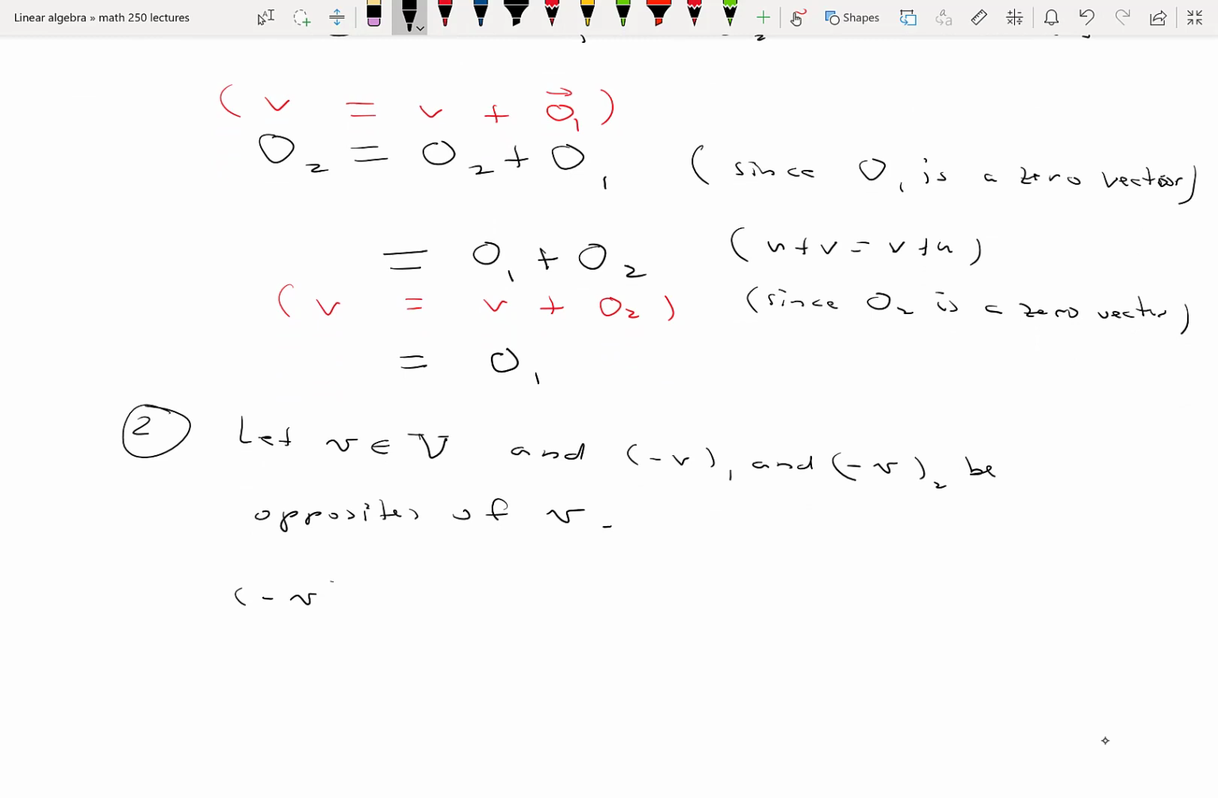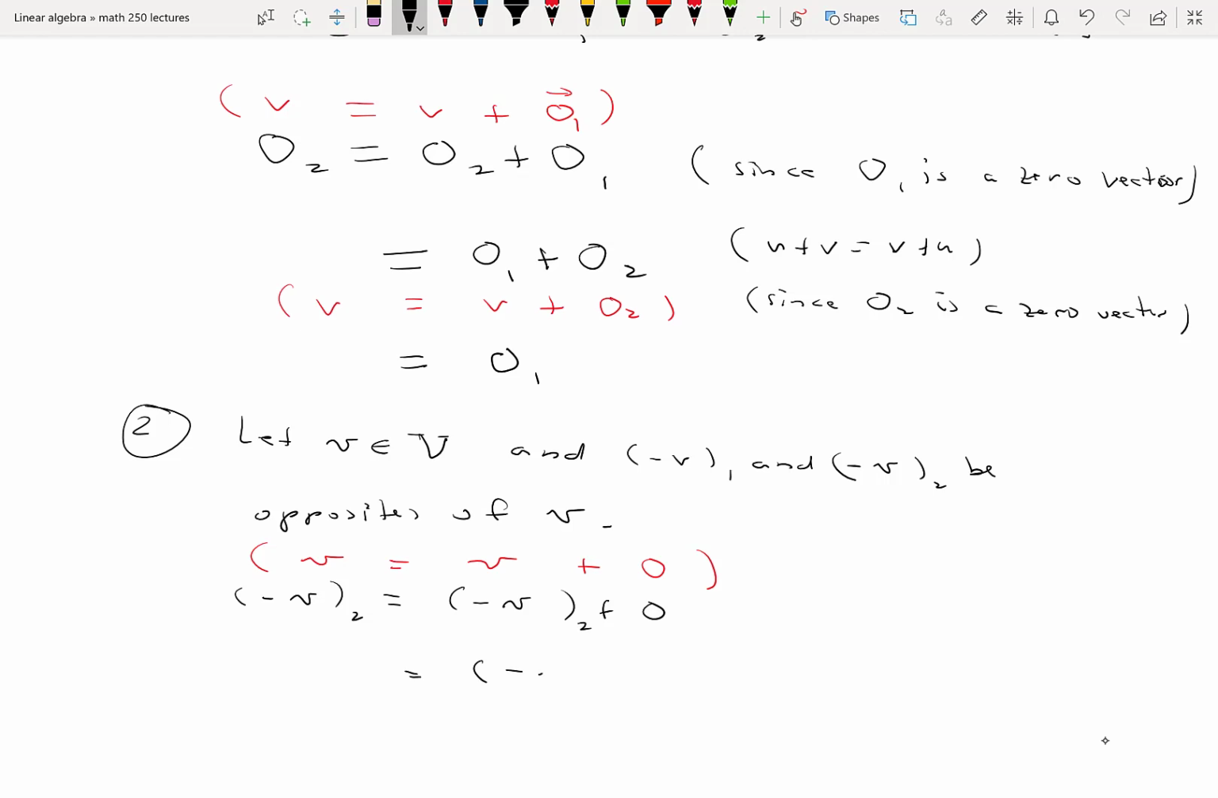So let's take the opposite of v, number 2. That has to equal the opposite of v, number 2 plus 0. Why? For any vector in the vector space, v equals v plus the zero vector. Now, I want to show that the opposite of v2 is equal to the opposite of v sub 1. I put the subscript in the wrong place here. That means I need to introduce somehow on the right-hand side the opposite of v1.